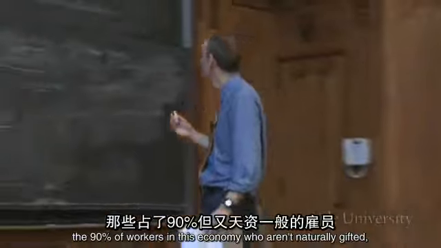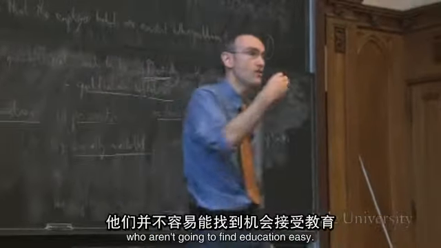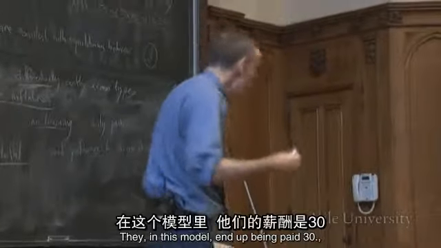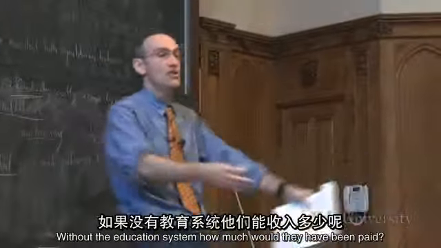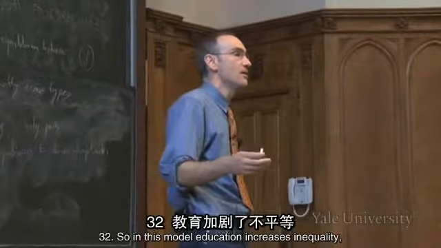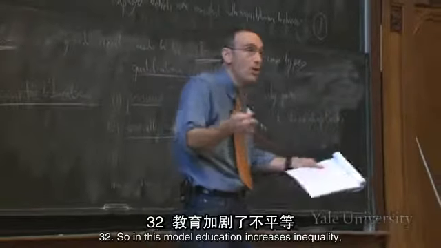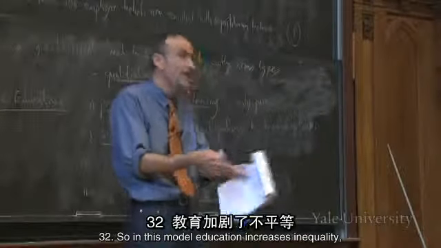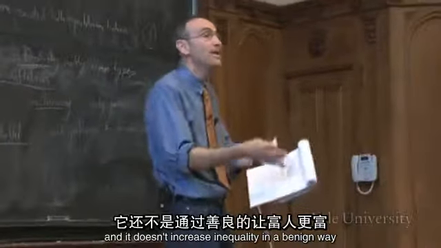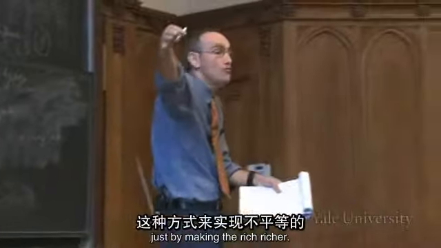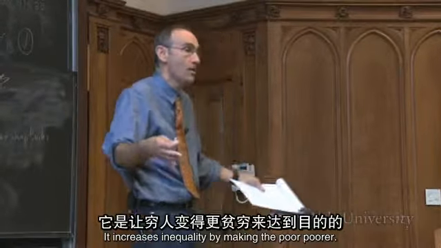The 90% of workers in this economy who aren't naturally gifted, who aren't going to find education easy, in this model end up being paid 30. Without the education system, how much would they have been paid? 32. So this model increases inequality. And it doesn't increase inequality in a benign way, just by making the rich richer. It increases inequality by making the poor poorer.